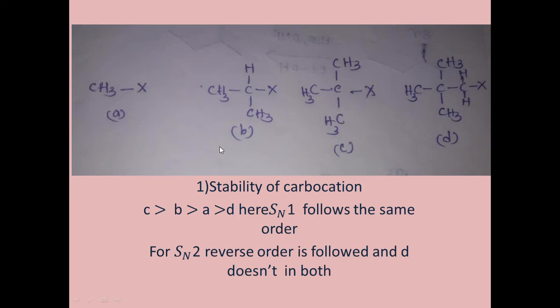So for stability of carbocation, you can see that C is more stable as per hyperconjugation, then B, then A, then D. For SN1, this order will be followed. For SN2, the reverse order applies, but actually D does not come under either reaction because it is not stable, as this carbon has no alpha hydrogens. For SN2 the order will be A, then B, then C. Let's go to the next question.